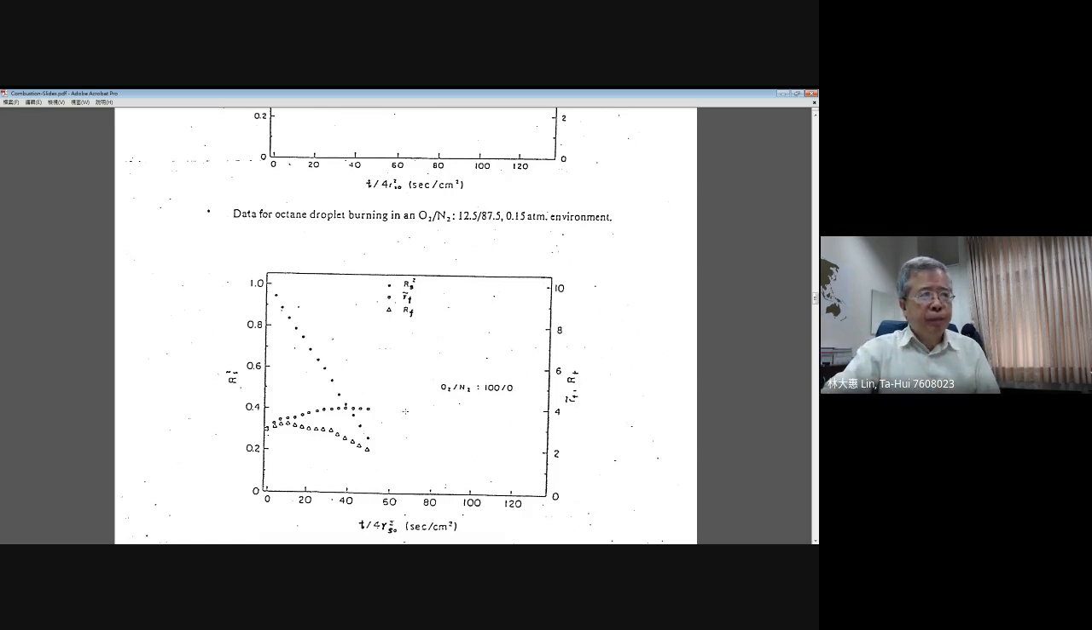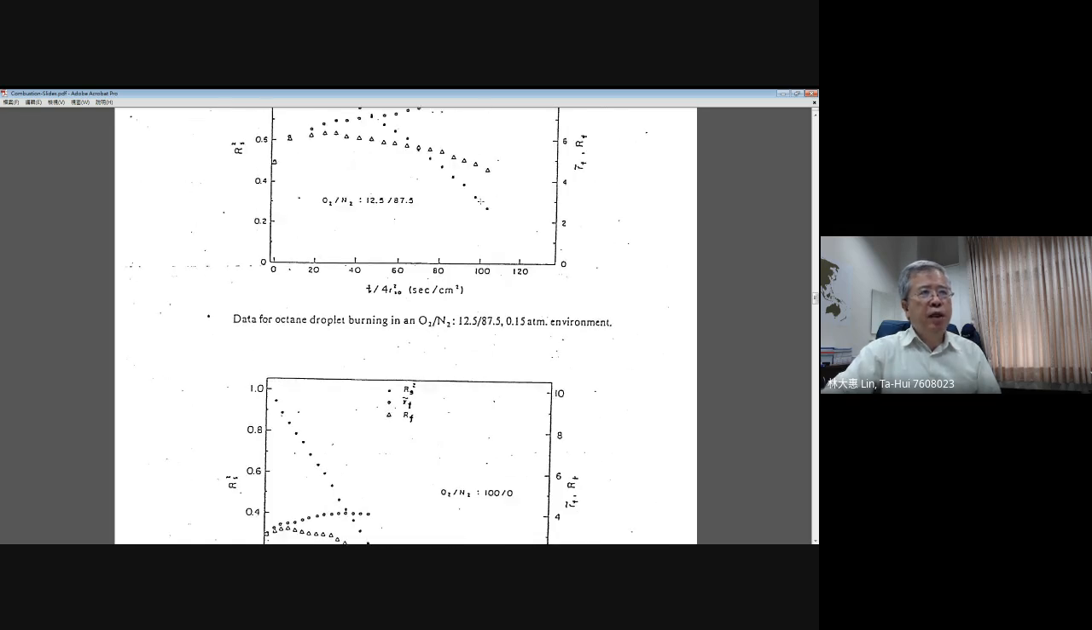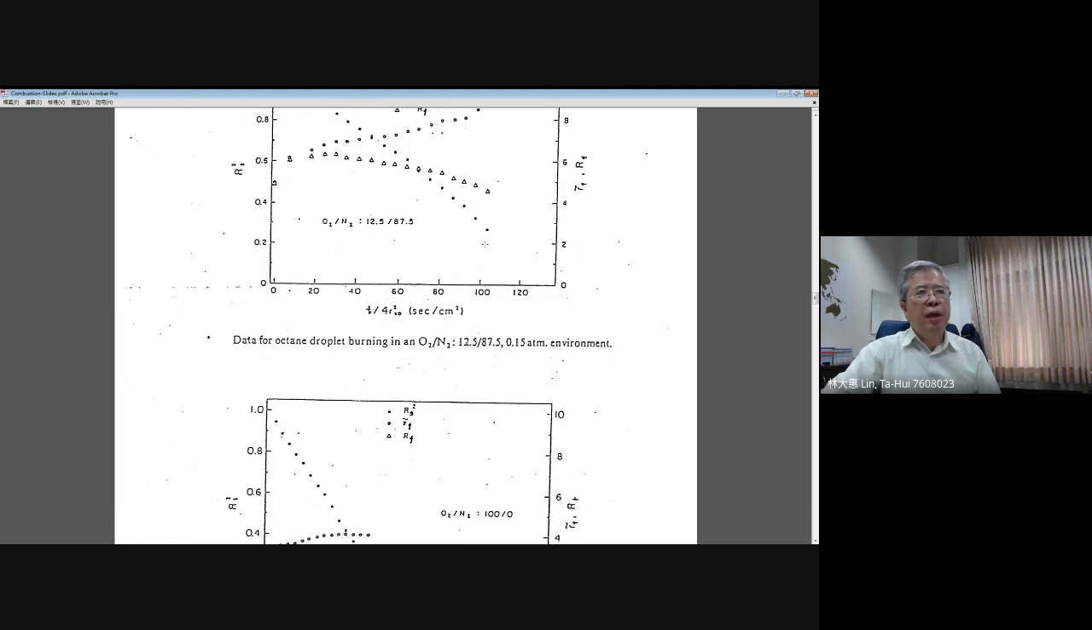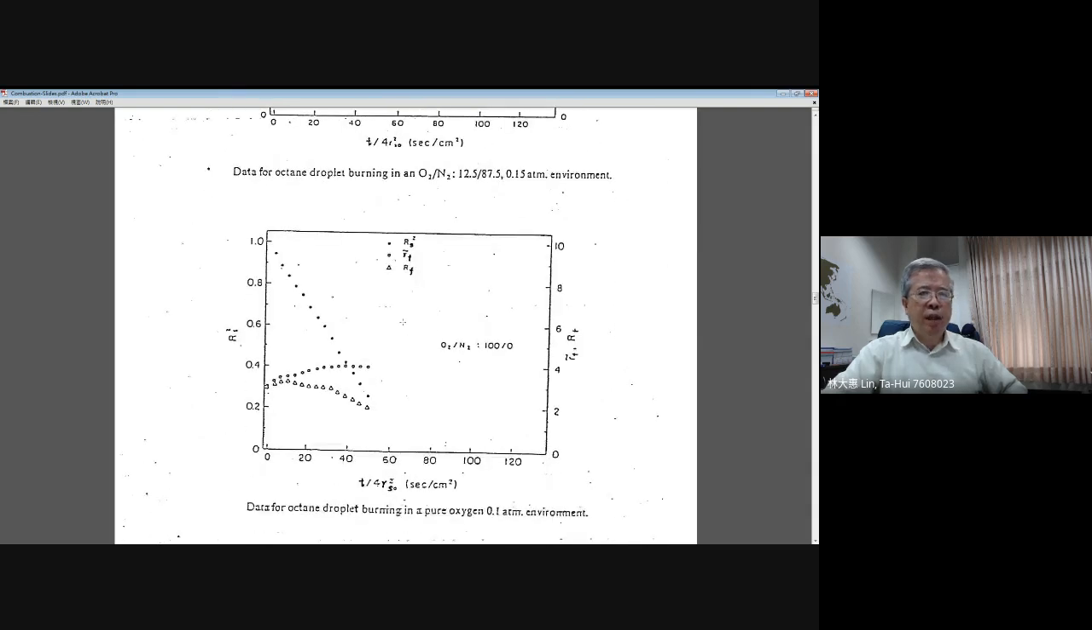And typically, if you consider these two cases, you can see from the D square line, this is a D square straight line. In this case, because we are burning in a pure oxygen environment, this slope is much larger than the slope in the previous case. These two plots give you some comparisons for burning in the less oxygen environment and the pure oxygen environment.